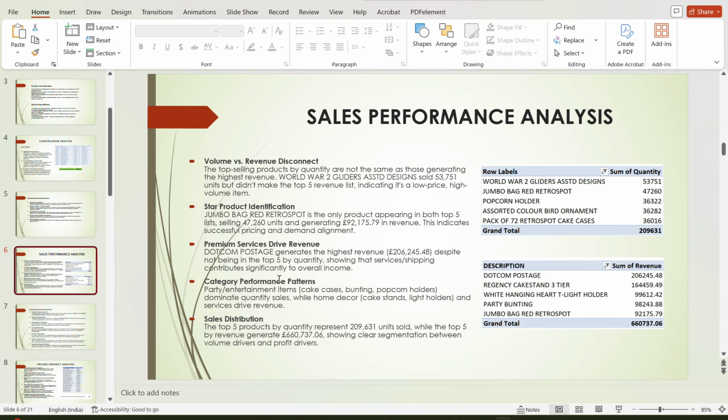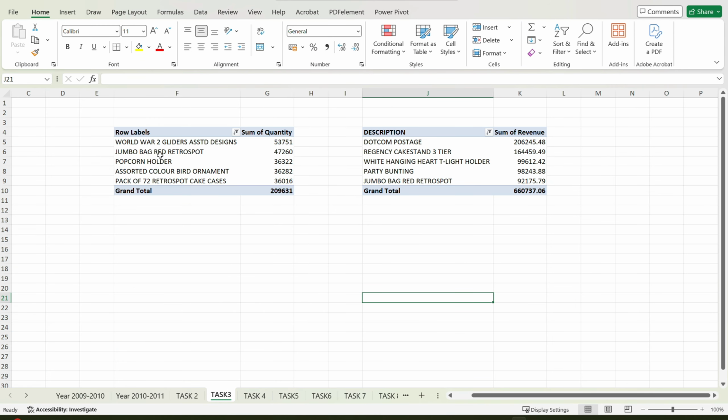So for the sales analysis, I created a pivot table to identify top performing products. Interestingly, I found that the best selling items by quantity aren't always the highest revenue generators. For example, here the World War II Gliders sold the most units but didn't make the top 5 by revenue. The real star was the Jumbo Bag Red Retro Spot. It appeared in both lists.